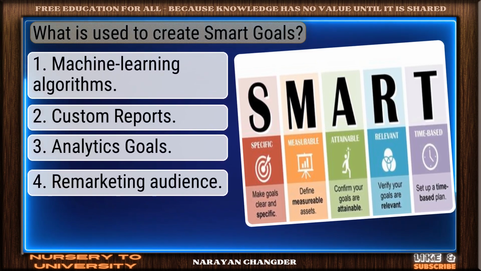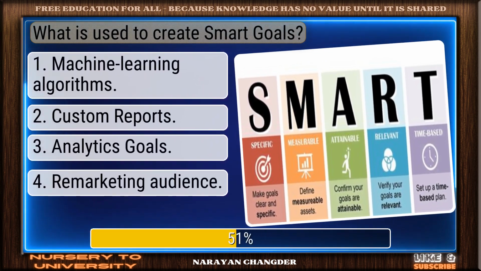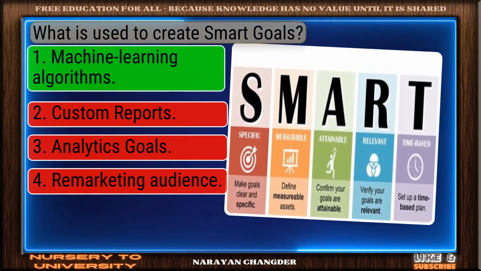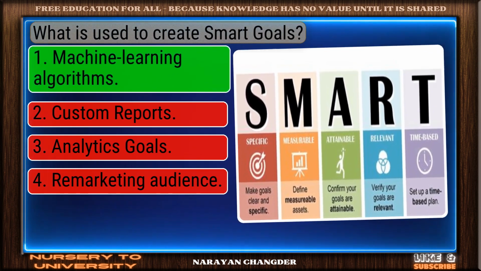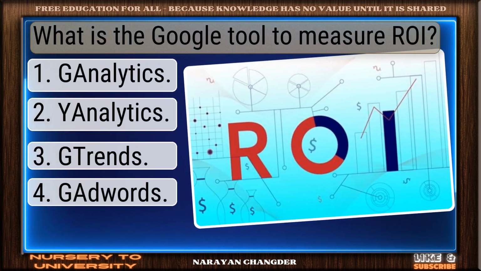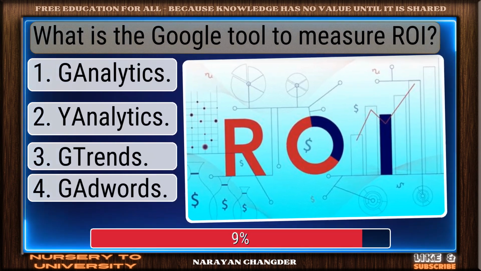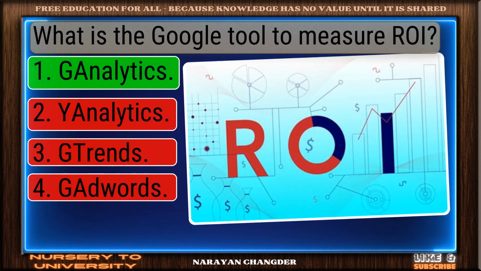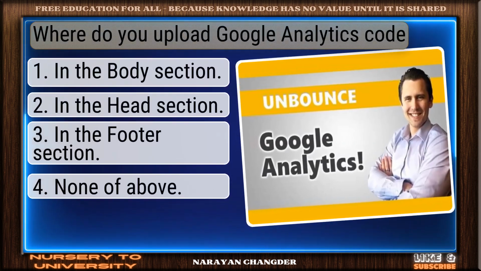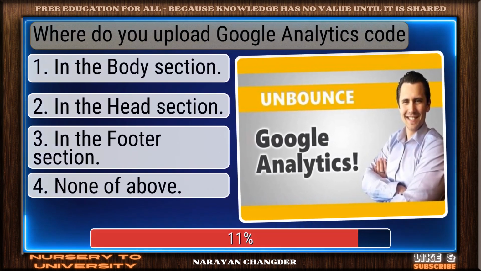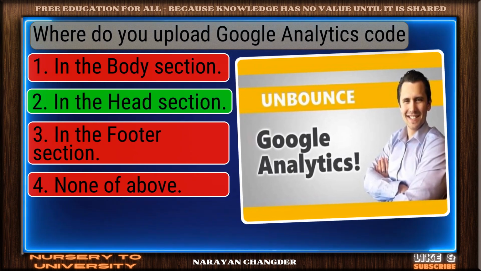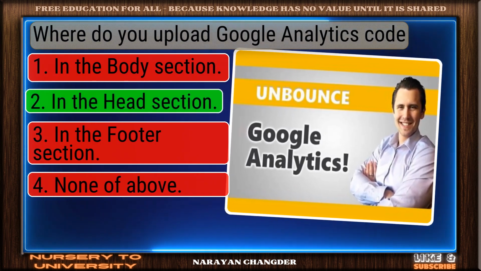What is used to create SMART goals? Excellent. Machine learning algorithms is a brilliant choice. What is the Google tool to measure ROI? Good job. Analytics works well here. Where do you upload Google Analytics code? Well done. In the head section is the right choice.